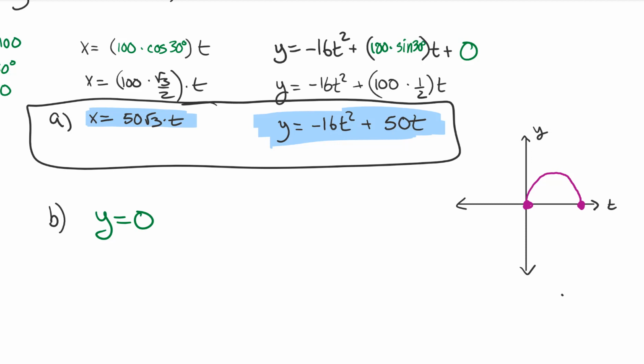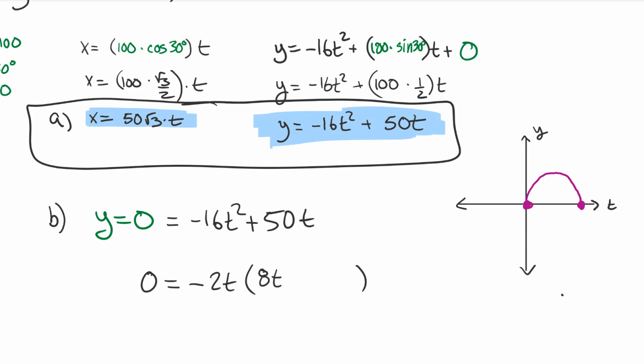Let's finish this up by setting y equal to 0. So negative 16t squared plus 50t equals 0. Let's go through and solve. Let's factor. What's in common? There's a negative, and I don't like that, so let's factor out a negative. There's a t in common, and they're both even, so let's say negative 2t. That would become 8t, because negative 16t squared divided by negative 2t is 8t. And 50t divided by negative 2t is just negative 25.